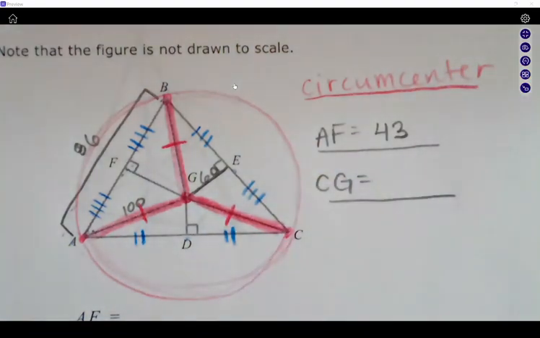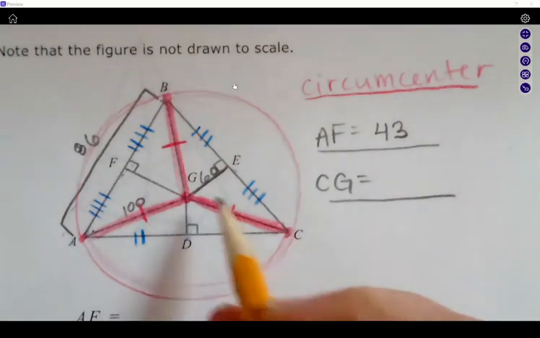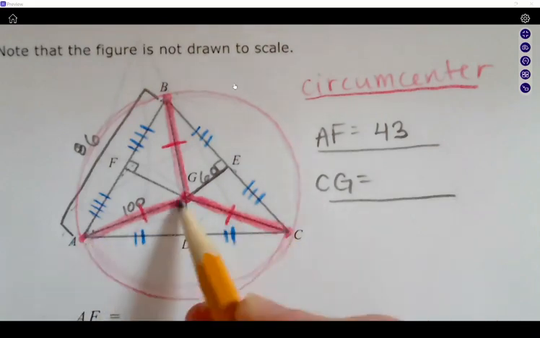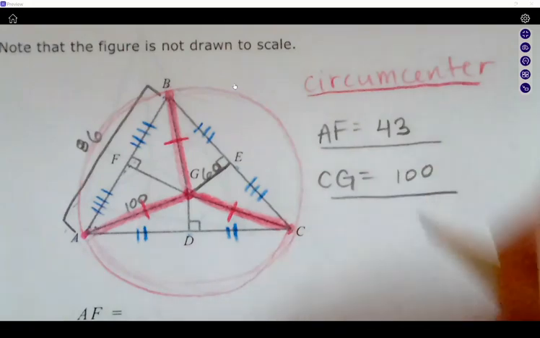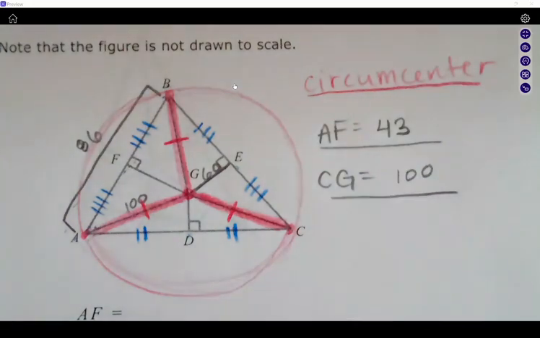How do you know? Because it's congruent. I got you. Okay, so CG is from here to here. It's going to be congruent to AG, so it's 100. So far, have we had to do any hard work? Nope. Not really. You just got to know your properties.